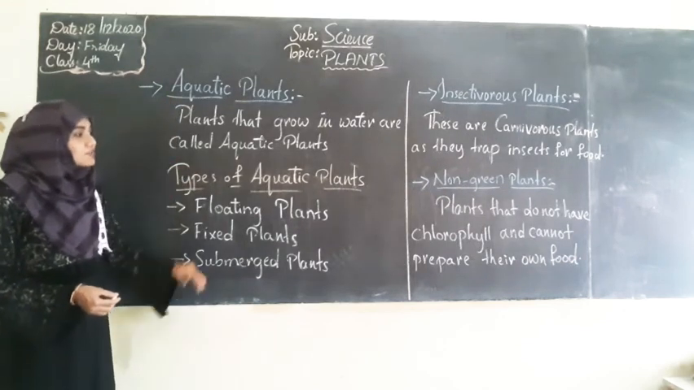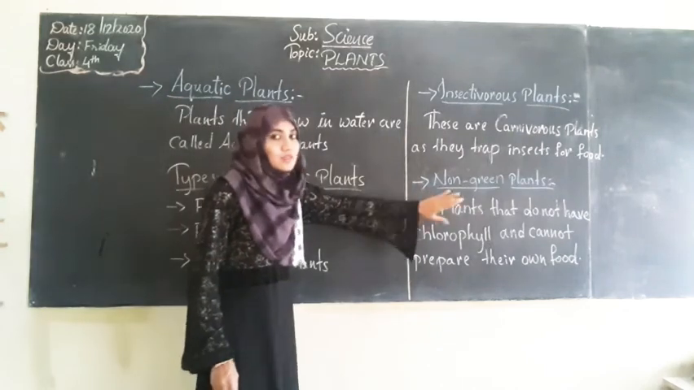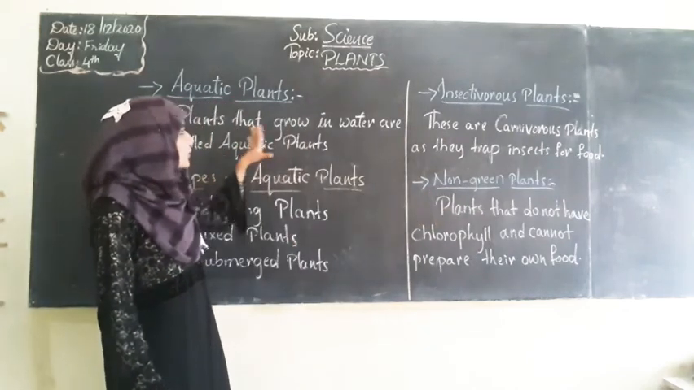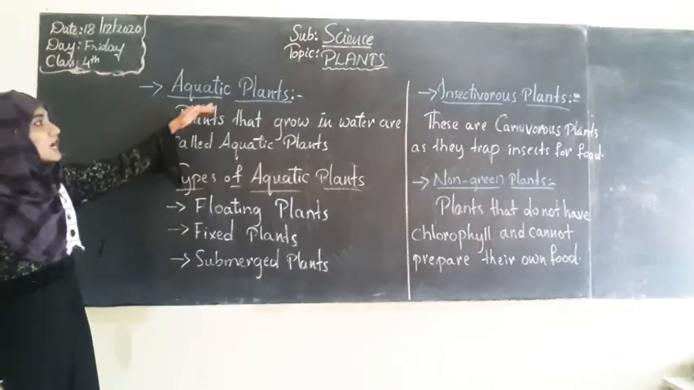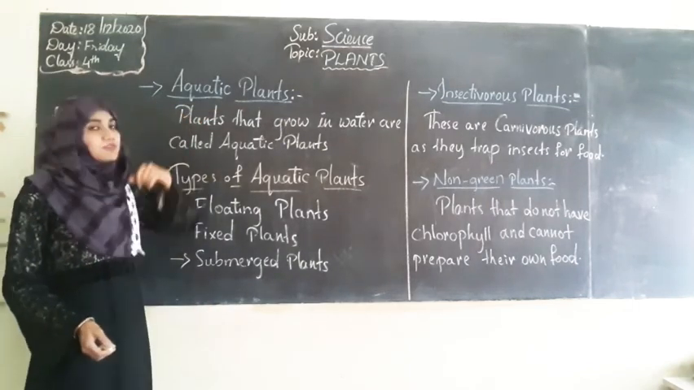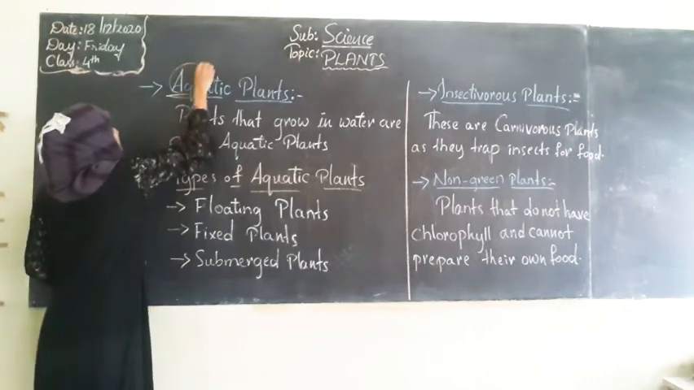So different types of aquatic plants and insectivorous plants and also non-green plants. So today we will discuss three different types of plants. First let us see about the aquatic plants. The name itself indicates aquatic, aqua. Aqua means water.